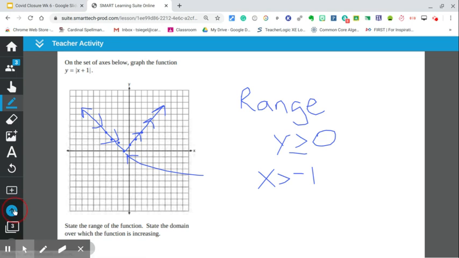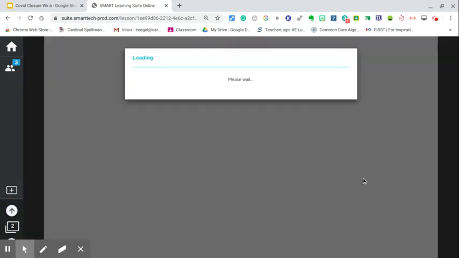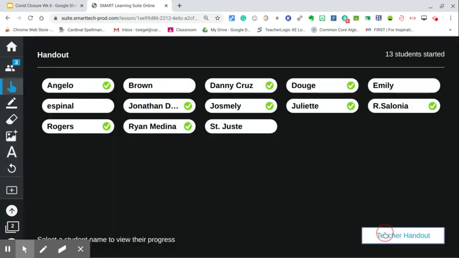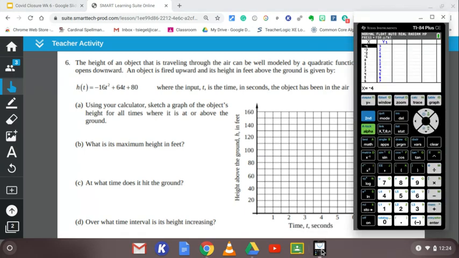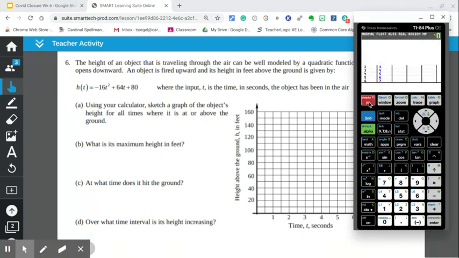Let's look at this one, which is a parabola, right? We're doing parabolas. Now, it's funny how people couldn't do it today, but they had it done on their homework. So let's go to y equals, and I'm going to hit clear, and I'm going to put in -16x squared plus 64x plus 80. Okay, I'm going to hit enter, and then I'm going to graph it.